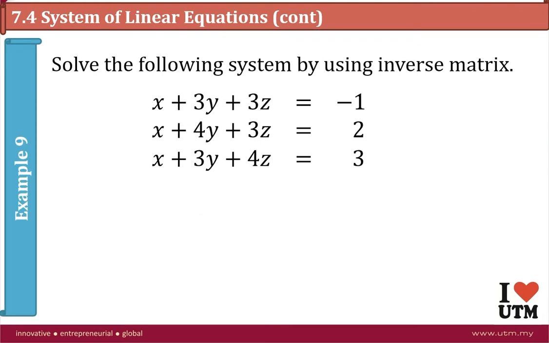Okay, example 9, solve the following system by using inverse matrix. So you have 1, 1, 1, 3, 4, 3, 3, 3, 4 equals to negative 1, 2, and 3. Then the matrix just now is 1, 1, 1, 3, 4, 3, 3, 3, 4, times X, Y, and Z, equals to matrix B, which is negative 1, 2, and 3.